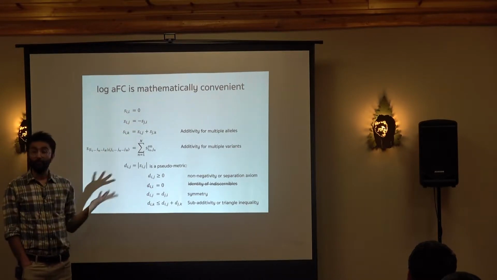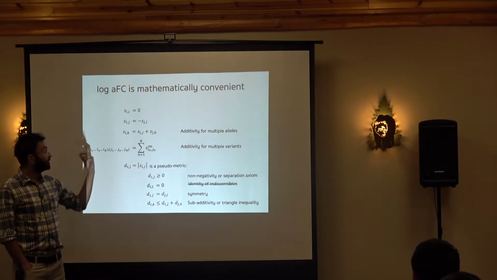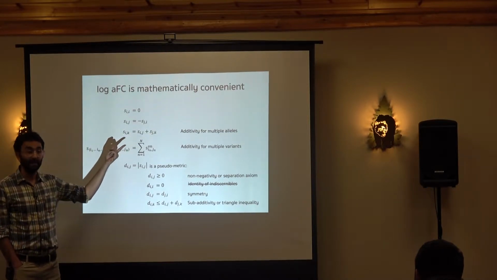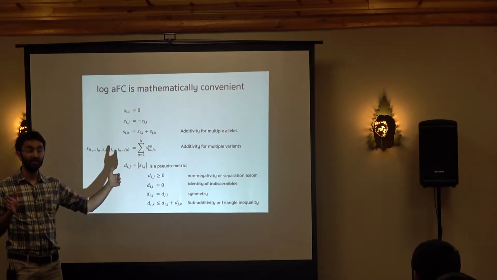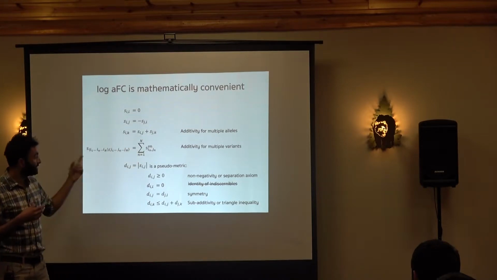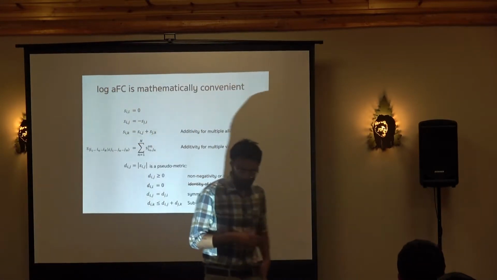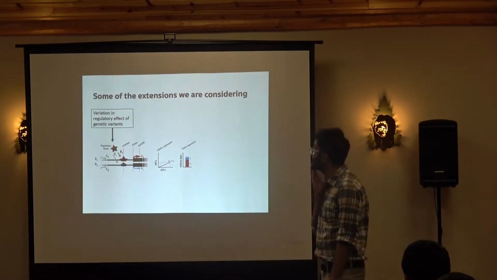And it's additive for multiple alleles. So if you have a variant that actually has more than 2 alleles, you could just write it in an additive way. And the same goes for different variants. So if you're considering several eQTLs, as long as they're independently functioning, you could just sum their log allelic fold change. So that's a convenient thing. And it's a pseudometric if you take the absolute value of it, which is convenient for some further downstream analysis.